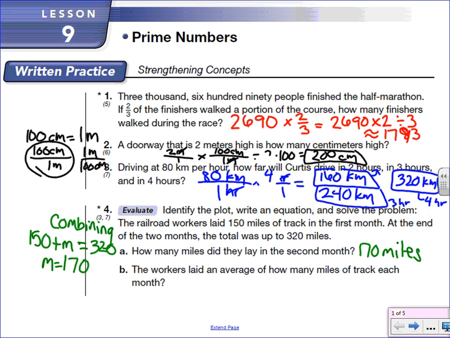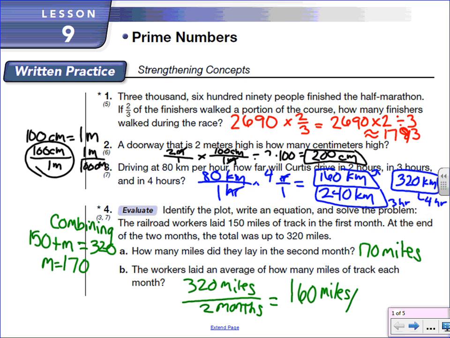The workers laid an average of how many miles of track each month. So for this one, we take the total number of miles they laid, which is 320 miles, divided by the number of months they did it, 2 months. And then 320 miles divided by 2 months is equal to 160 miles per month. And you can see these units are right in our original equation. We have miles over months.